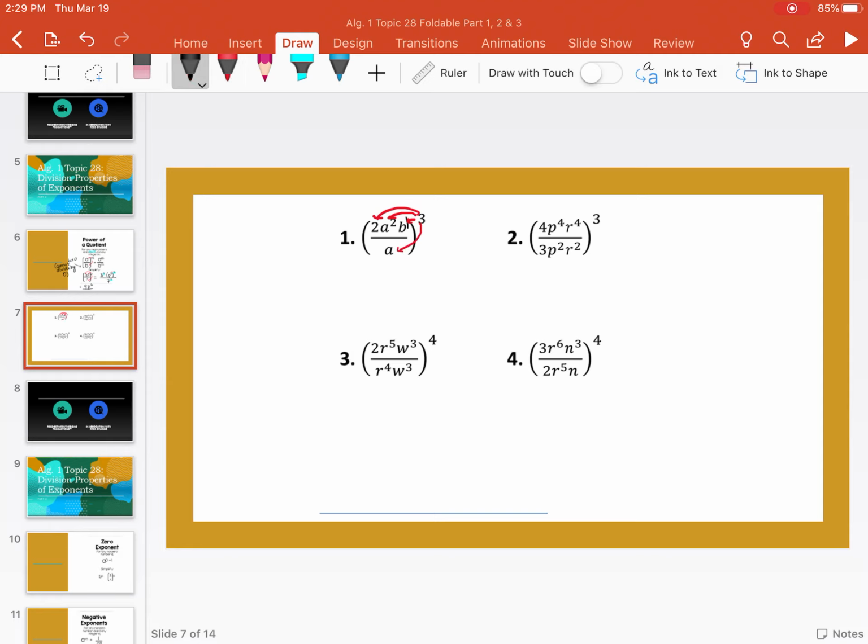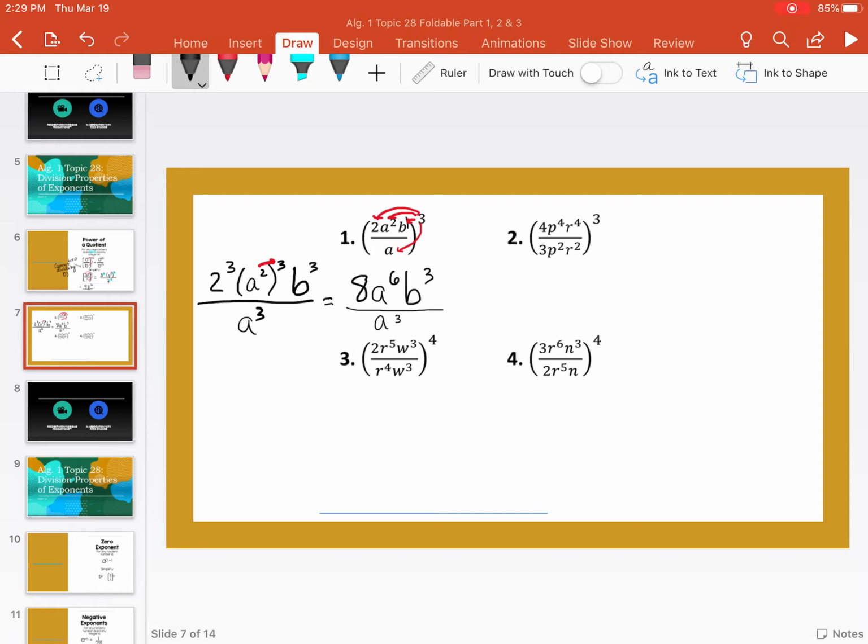So if I want to rewrite this, this is the same thing as 2 cubed times a squared to the third power times b cubed all over a cubed. Now we know that 2 cubed is 2 times 2 times 2, which is the same thing as 8. When we have a squared to the third power, power to a power, we're going to multiply. 2 times 3 is going to give us a to the 6th. And then we have b cubed all over a to the third.